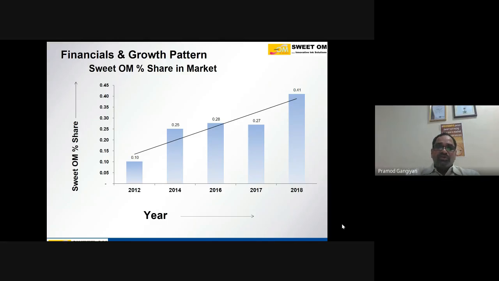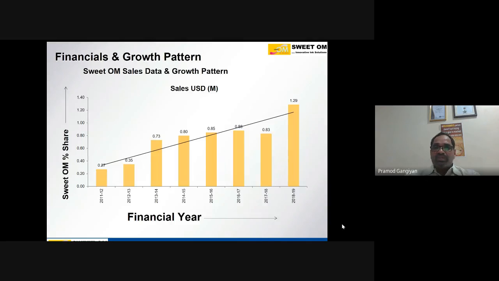Now, this is something about the financial growth pattern of Sweet Home. I will quickly introduce it, and I will skip those slides because they are of no great interest to you. We started in 2011 and 2012, and you can see our growth pattern till 2018. This is sales in million USD.